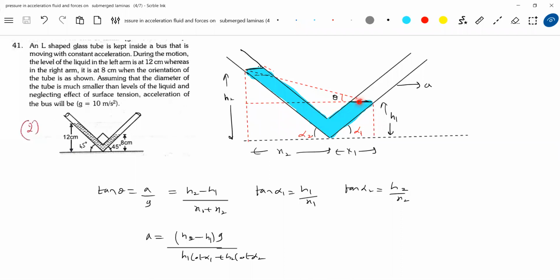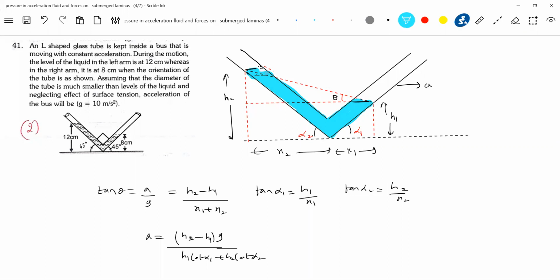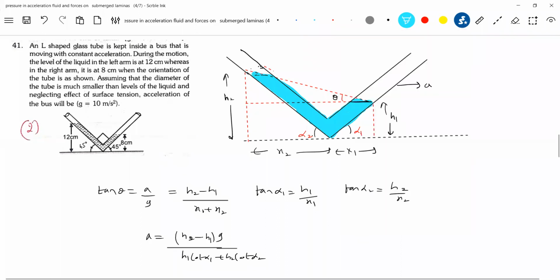I should not show horizontal. It should be like this. This is actually the correct diagram. And there should not be any liquid in this region. So there should be actually the, am I right? So it should have been like this, the diagram. Since it is telling, assume the diameter of the tube is much smaller. So we can do some approximation here.